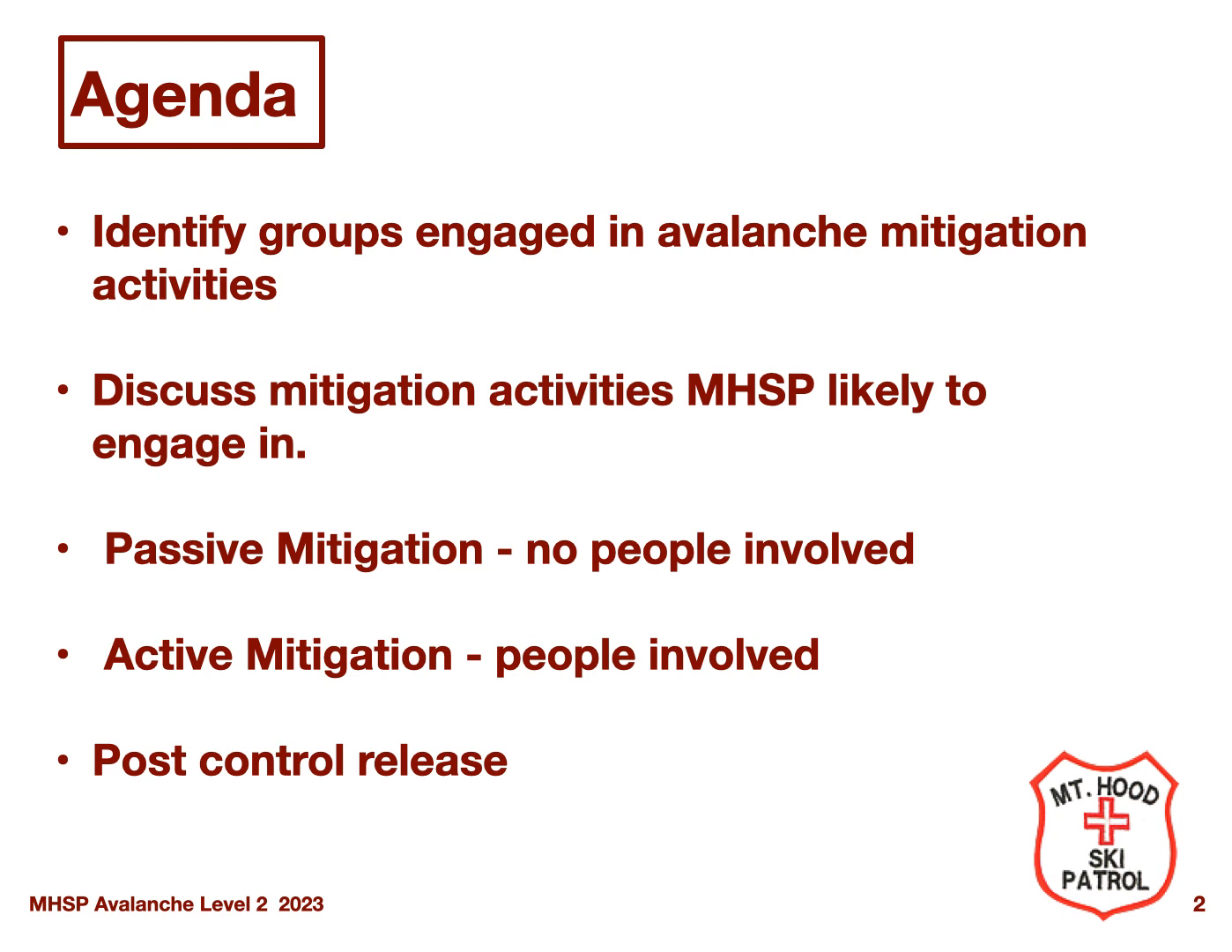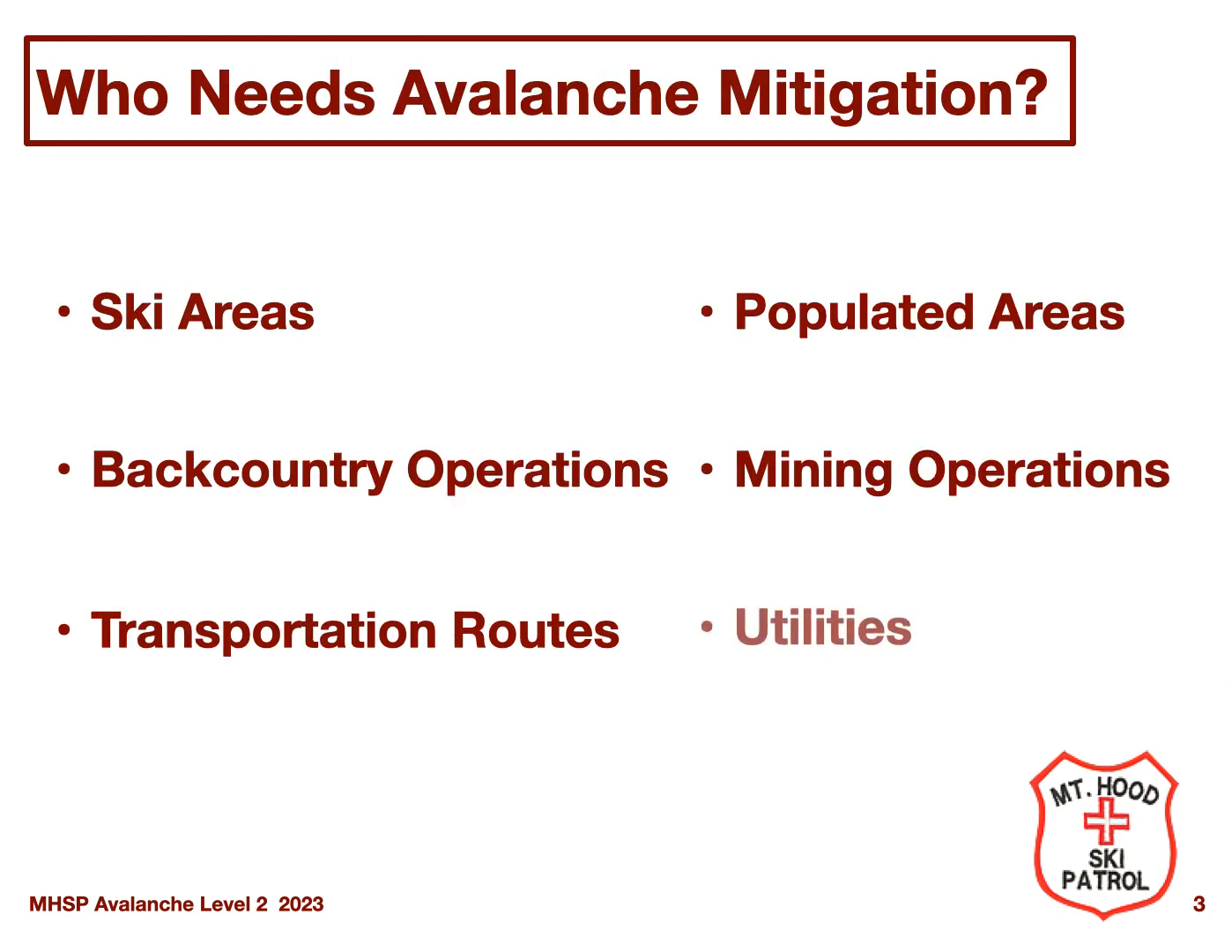In general, when we talk about avalanche mitigation, we talk about two broad categories of mitigation: passive and active. Passive mitigation involves passive structures that are in place, for example, boundary closures, and do not require action by anyone to enable the mitigation. Active mitigation requires activity of some kind to implement the mitigation. Explosives are the most obvious example of this. We will also touch briefly on post-control release.